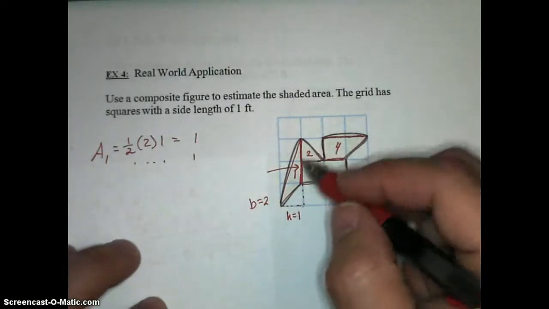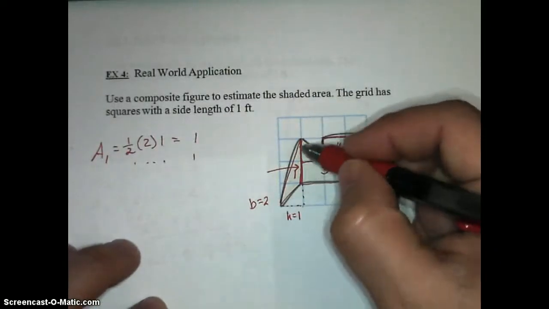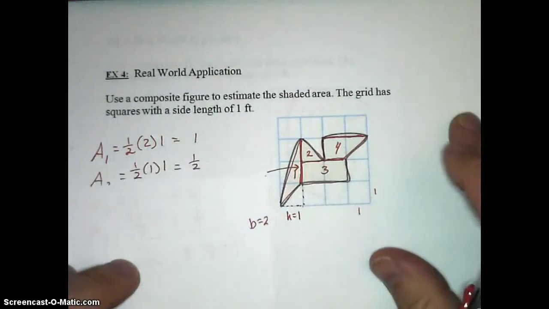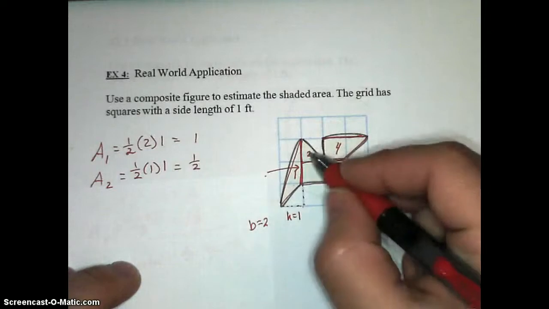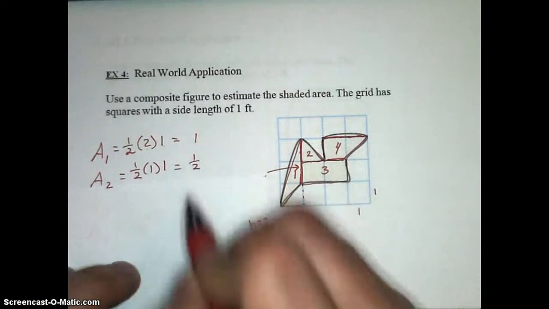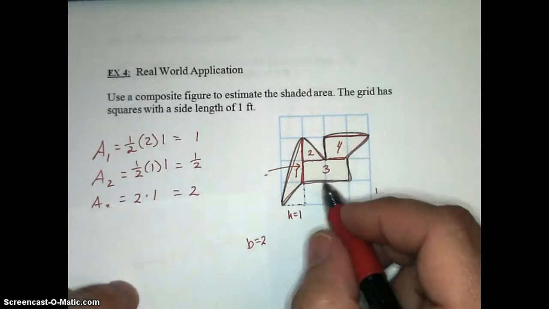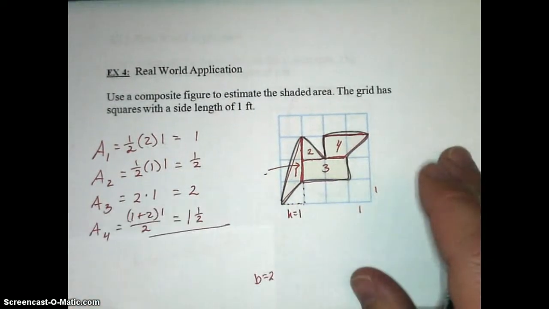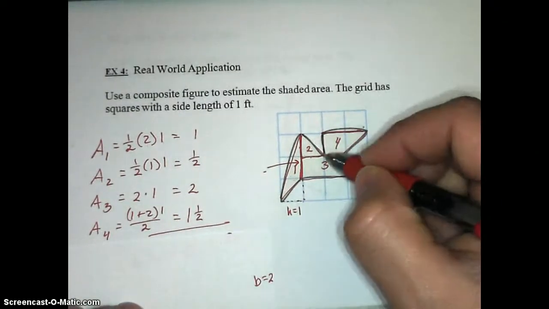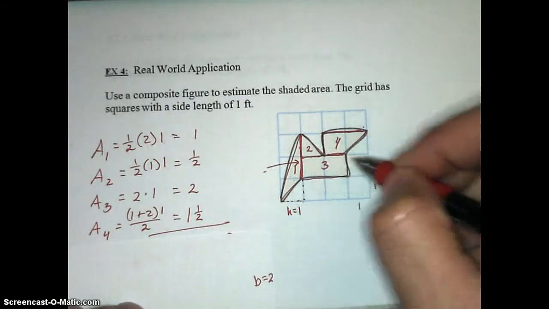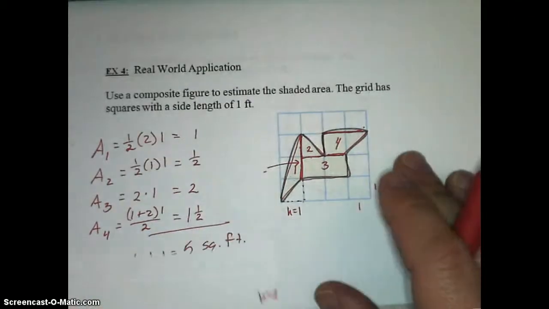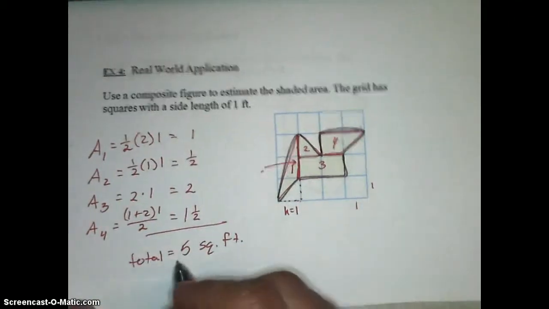For the area of our first region, the base is 2, the height is 1. So it's 1/2 times 2 times 1, which is a total of 1. Area of our second part. This is a 1 by 1, which is half of base times height. So it's half of 1 times 1, which is 1/2. Of our third part, that's just base times height. 2 times 1 is 2. And of our fourth part, we add the bases, 1 plus 2, multiplied by the height. 1 plus 2 is 3. 3 times 1 is 3. And then divide by 2. And so it's 1.5. So the total parts added together give you a total area of 5 square feet.